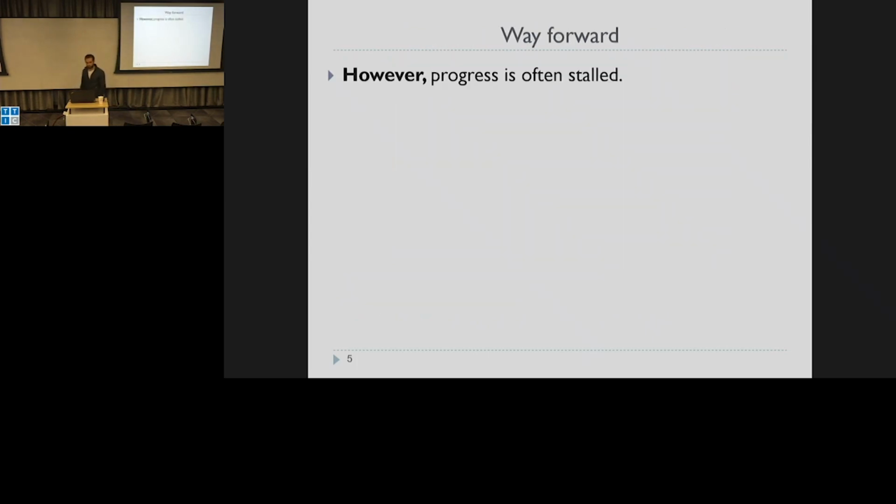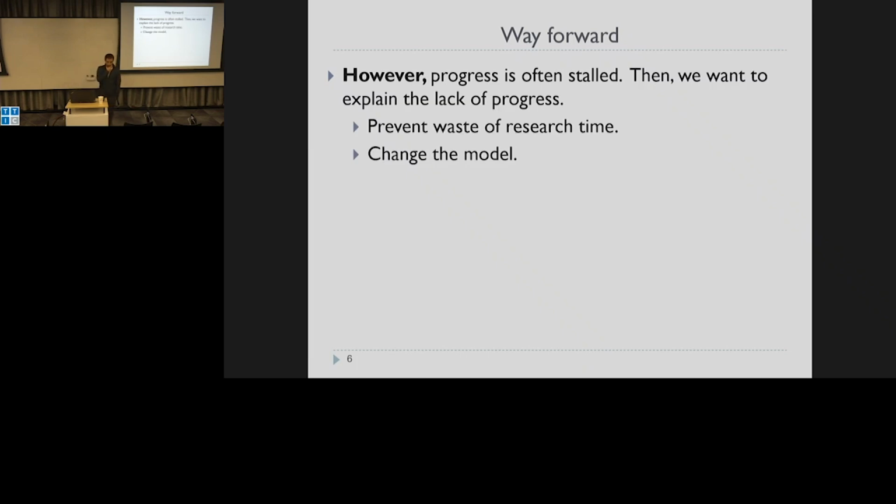However, the problem is that the progress in developing new algorithms is often stalled. And so what we wanted to do in that case is to explain why we cannot make sufficient progress. And the reasons for that are multiple. Two of them are, first, to prevent waste of research time. So if there is a good reason for why a problem cannot be solved faster, we want to know it and maybe guide research time in other directions.